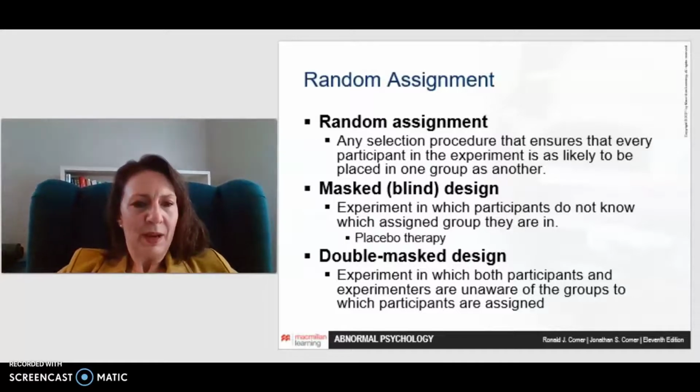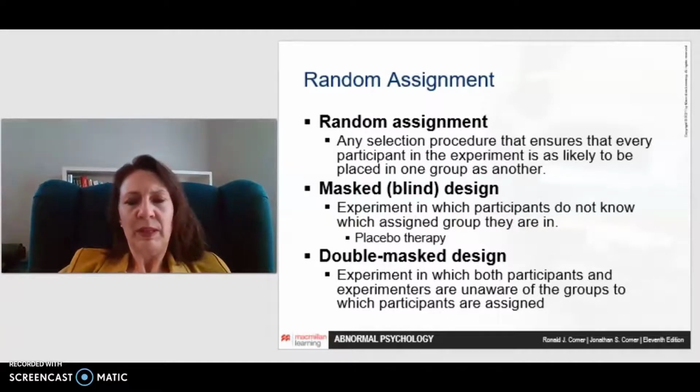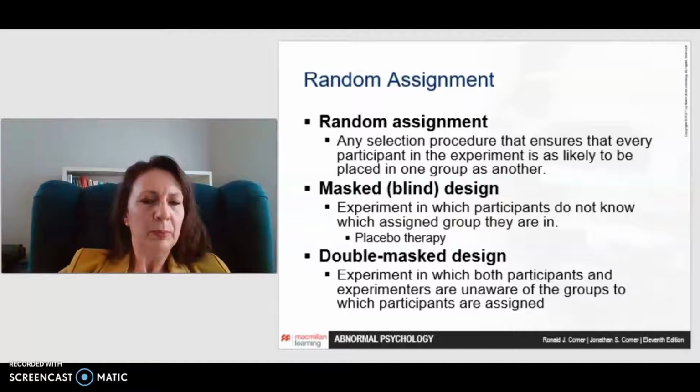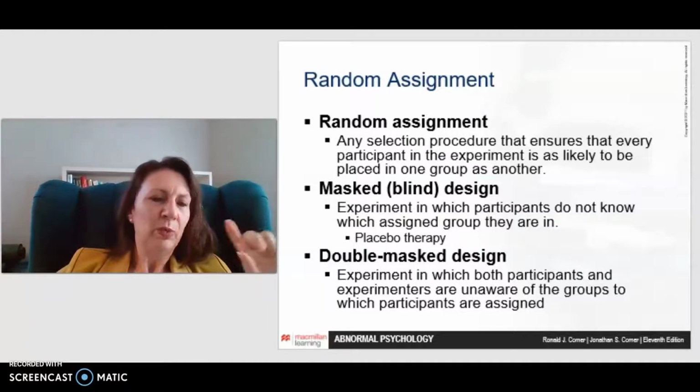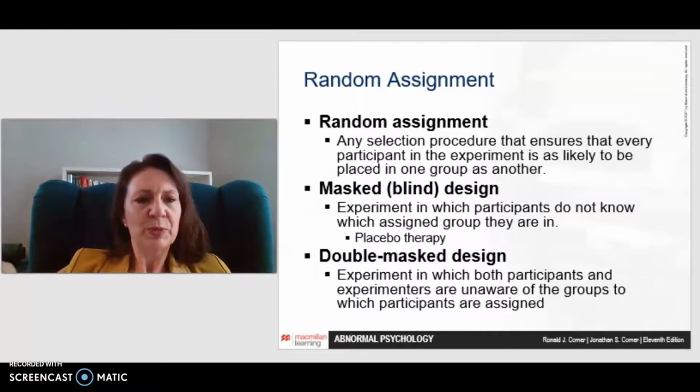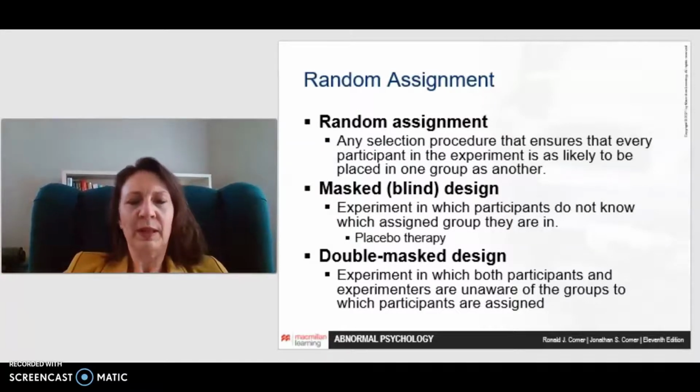We also have random assignment, where it's any selection procedure that ensures that every participant in the experiment is as likely to be placed in one group as another. So typically we'll generate a list of random numbers from a computer, and then we assign research participants to groups based on those random numbers. So there's no bias in who gets the treatment and who gets the control experience.